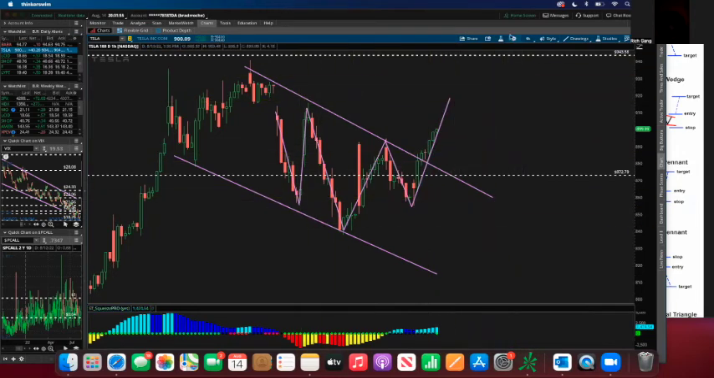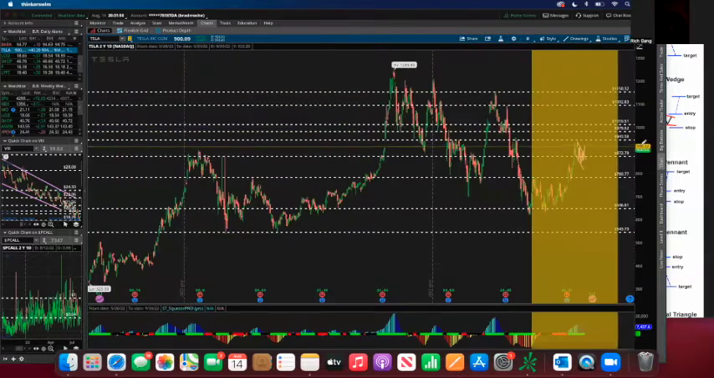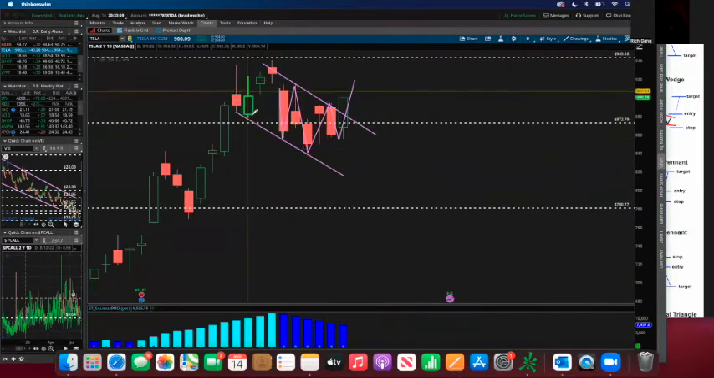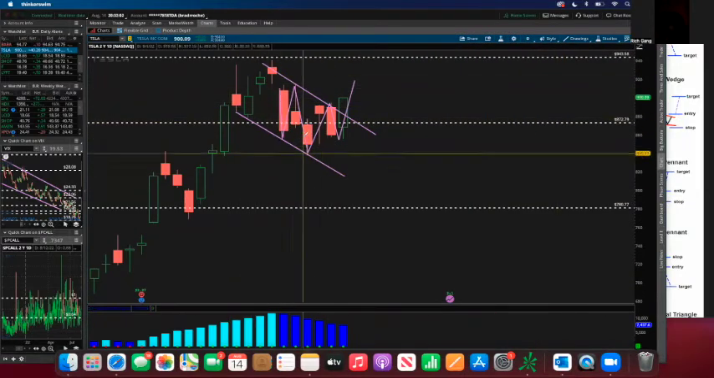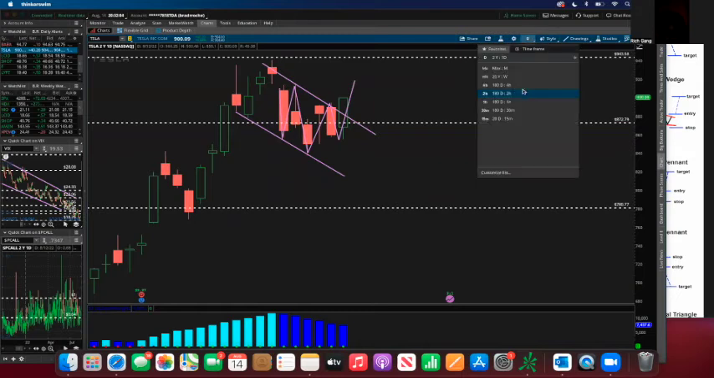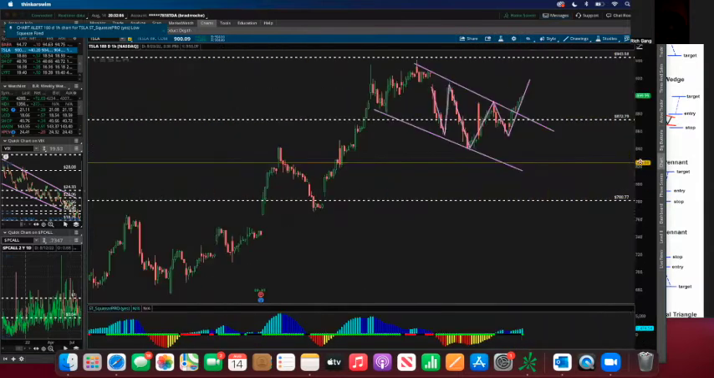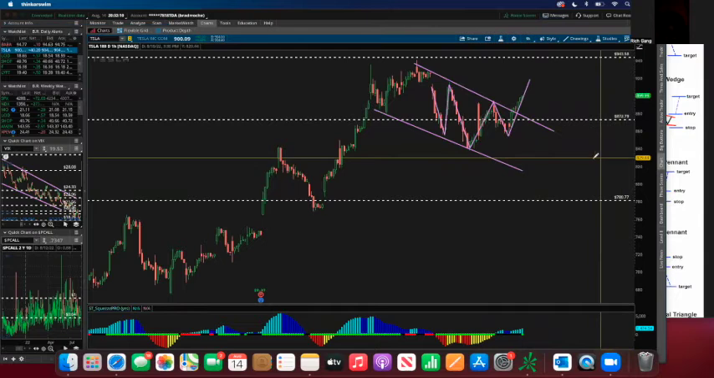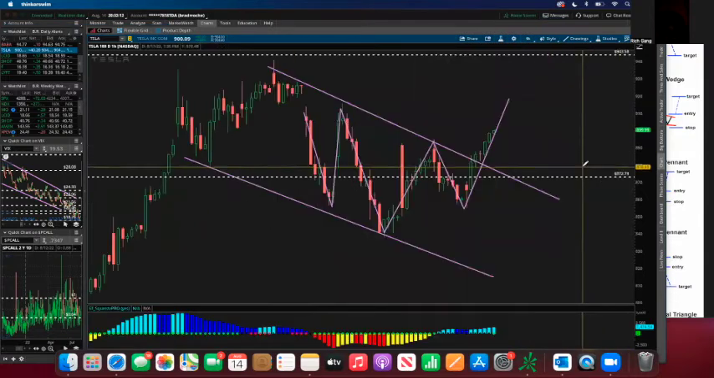Inverse head and shoulders, but zoom out, go to the daily time frame, and check this out. Bull flag on the daily time frame. You zoom in a little bit, closer time frame analysis, perfect inverse head and shoulders. So a lot of you guys were asking me how I caught this move on Friday.